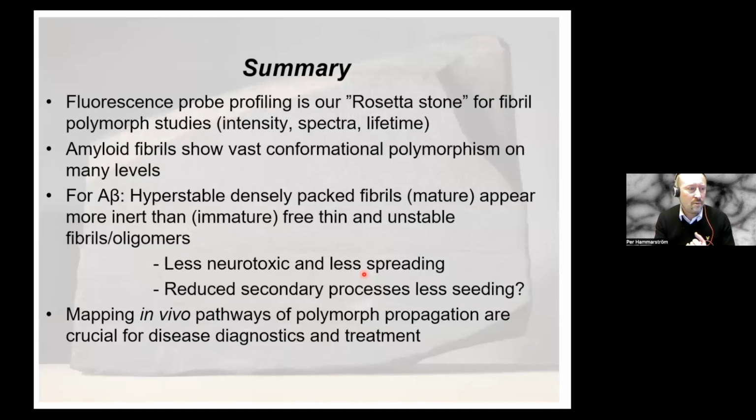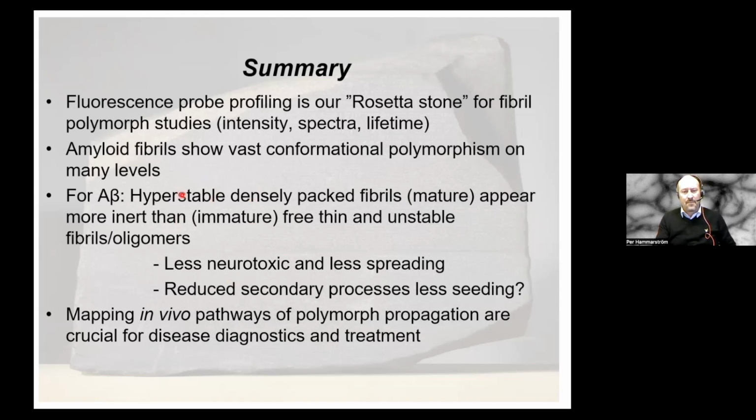So with everything I've said, I have a summary slide here. I hope that I have convinced you that fluorescence probe profiling is a valid way of using sort of a translation or a Rosetta Stone for converting spectra, intensity, lifetimes of fluorescent molecules into interpretation that amyloid fibers can be polymorphic or monomorphic. And that amyloid fibers, shown by us and by, of course, many groups now, show this vast conformational polymorphism on many levels, not only how the fold of the monomer is, but actually how they stack together.